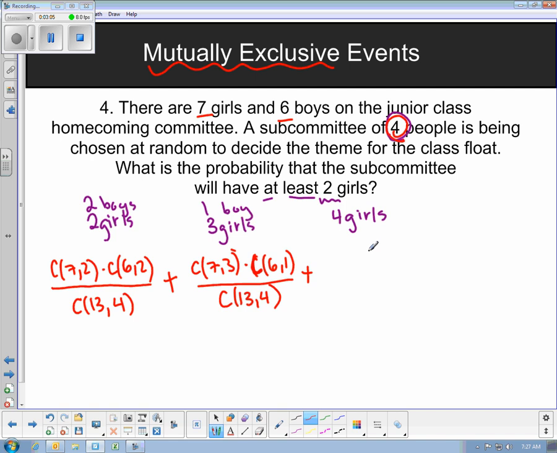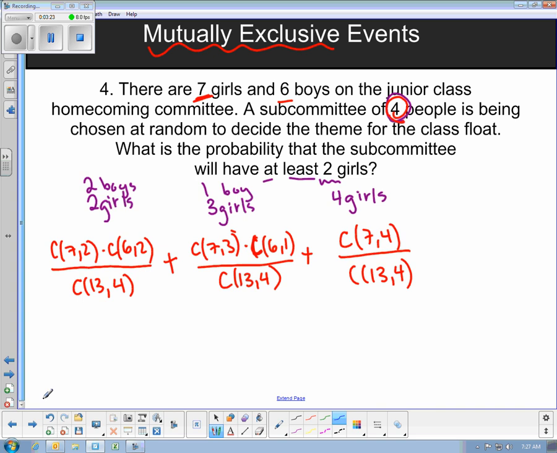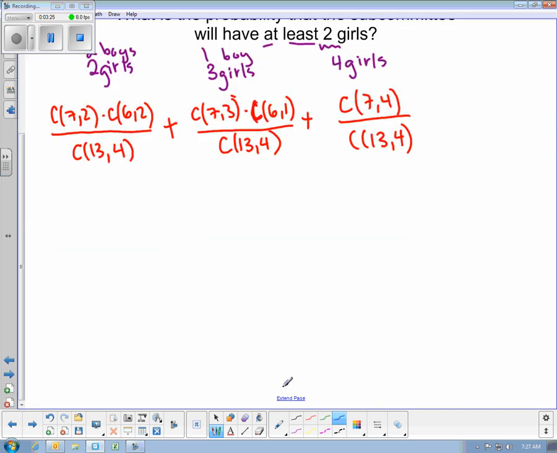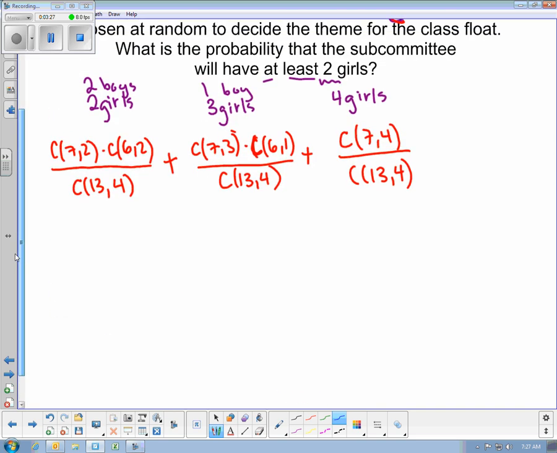Then 4 girls, we don't need to worry about boys in this one. We're just picking 4 girls. We're not going to have any boys. So we just need the combination of 7 choosing 4. And again, the denominator is the same. So this is why we want to use our calculator to evaluate all of these values here. It'll save us a whole lot of time since there's so many combinations within a question like this.